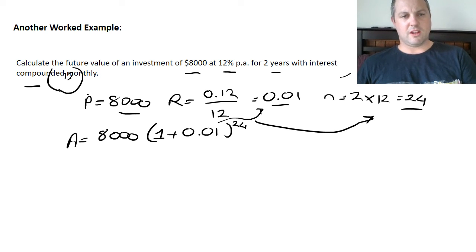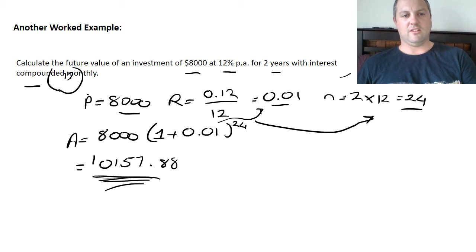From here, we put that into the calculator, and you're going to have $10,157.88. And that is your future value.